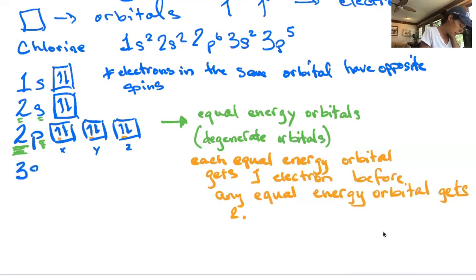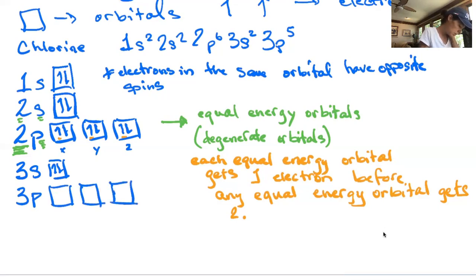After 2p comes 3s, there is one orbital, and we've got two electrons spinning oppositely in that one orbital. 3p gets three orbitals. There are three orbitals on that p subshell. We can call them x, y, z: 3px, 3py, 3pz. They are degenerate orbitals. They have equal amounts of energy. So we're going to have to apply this rule where each equal energy orbital gets one electron before any gets two. So what we see here is our orbital diagram for chlorine. That's what's going on right here.